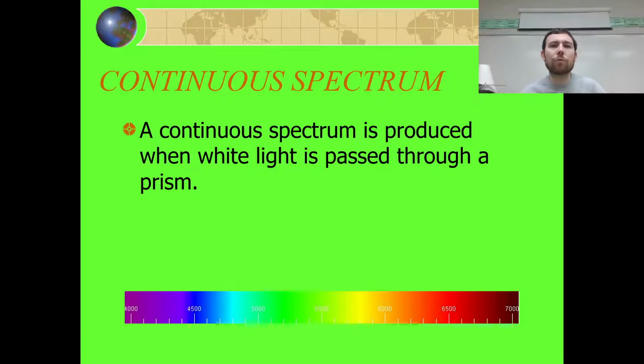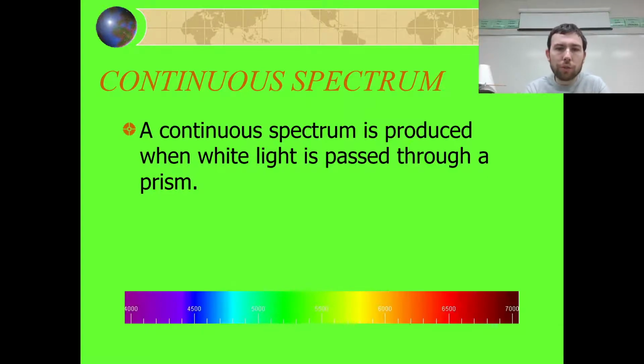Now, continuous, just like it sounds like, it is an uninterrupted spectrum of something. In this case, we're talking about light. So a continuous spectrum is produced when white light is passed through a prism. So if you have white light, you pass it through a prism, what you do is you get all of the colors that fall into this range of 4 times 10 to the negative 7th meters to 7 times 10 to the negative 7th meters, right?